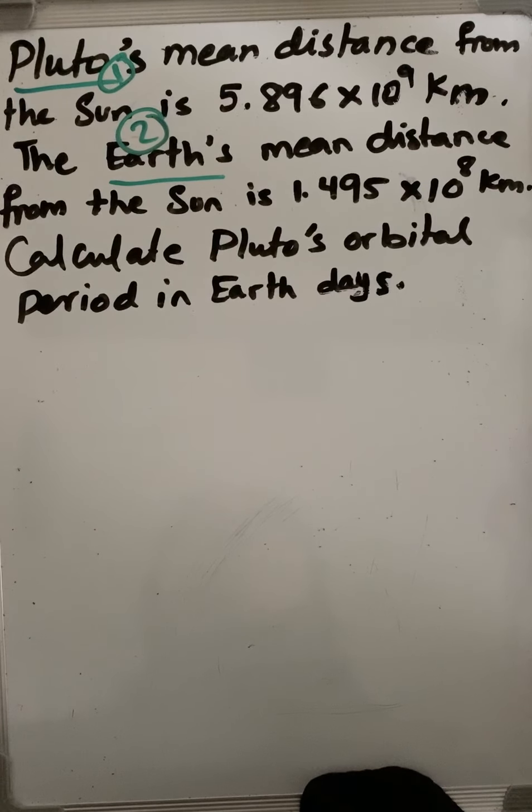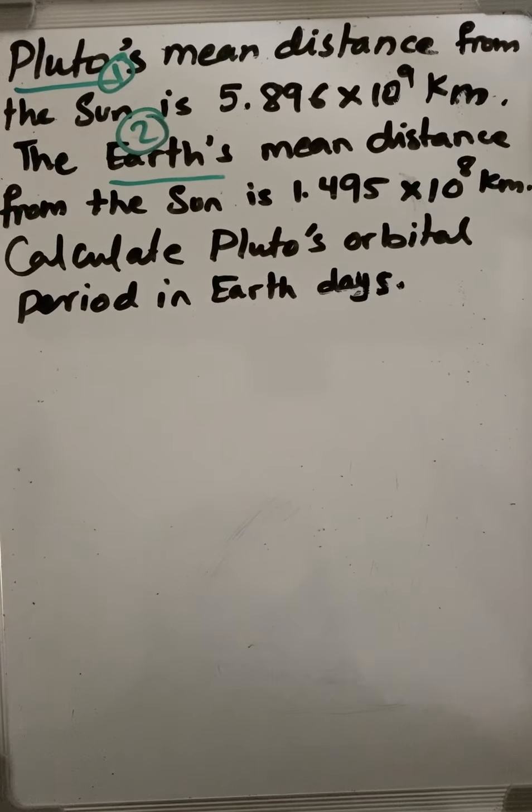Pluto's mean distance from the Sun is 5.896 times 10 to the power of 9 kilometers. The Earth's mean distance from the Sun is 1.495 multiplied by 10 to the power of 8 kilometers. Calculate Pluto's orbital period in Earth days.